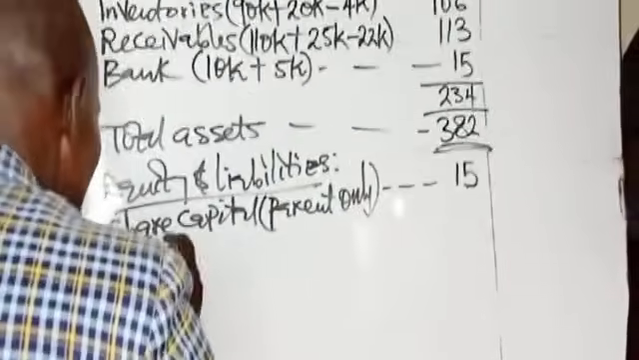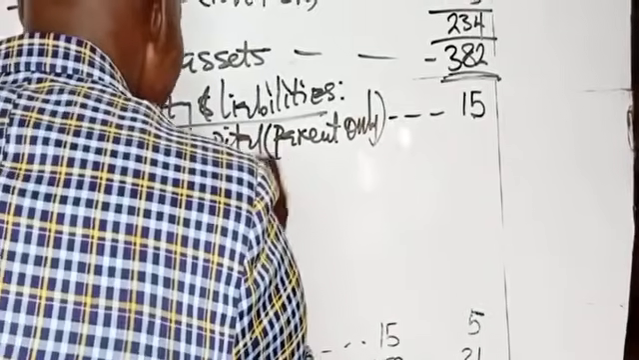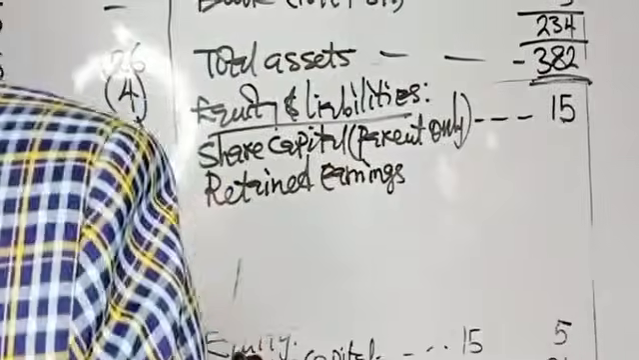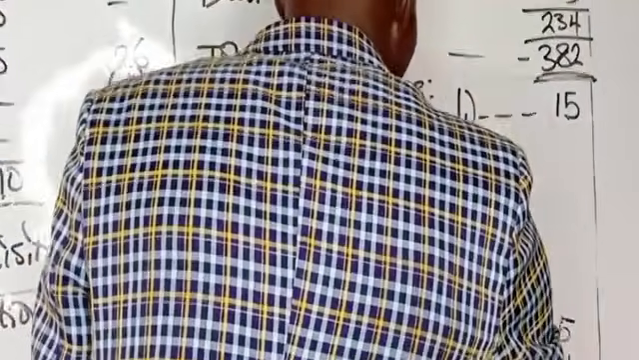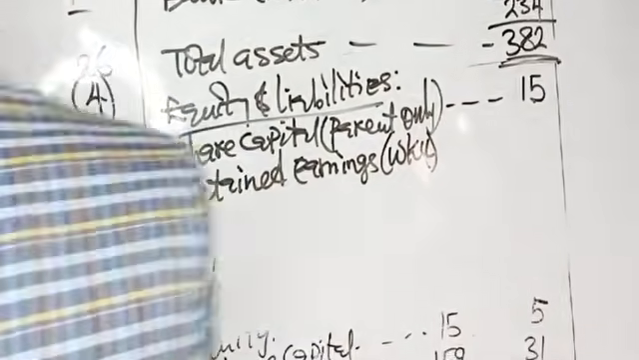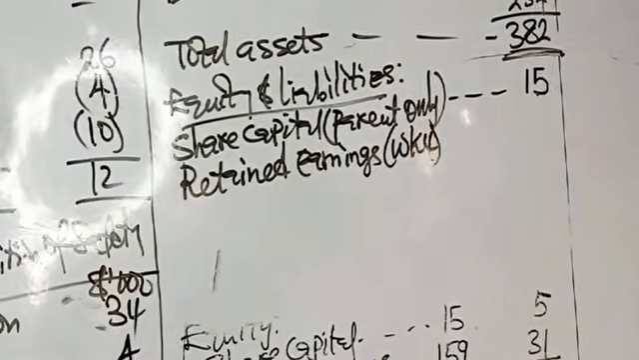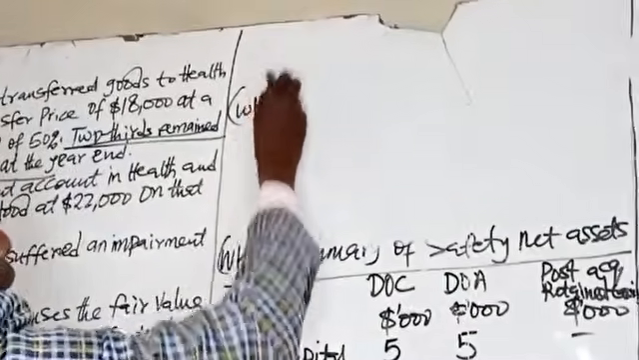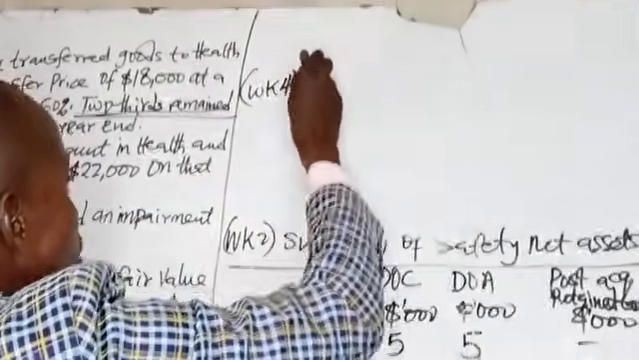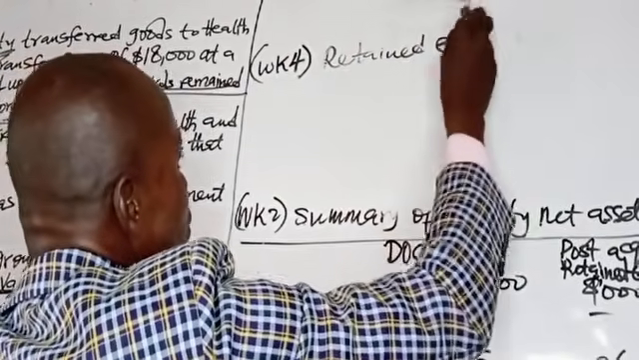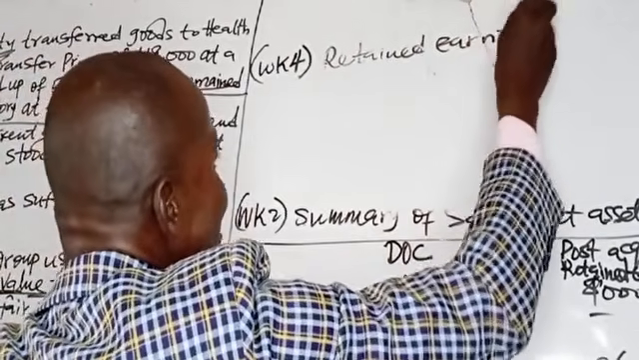After the share capital, the next item is retained earnings. Let's have that as working 4. We've not done that previously. So we want to have the retained earnings working now. Working number 4, retained earnings.